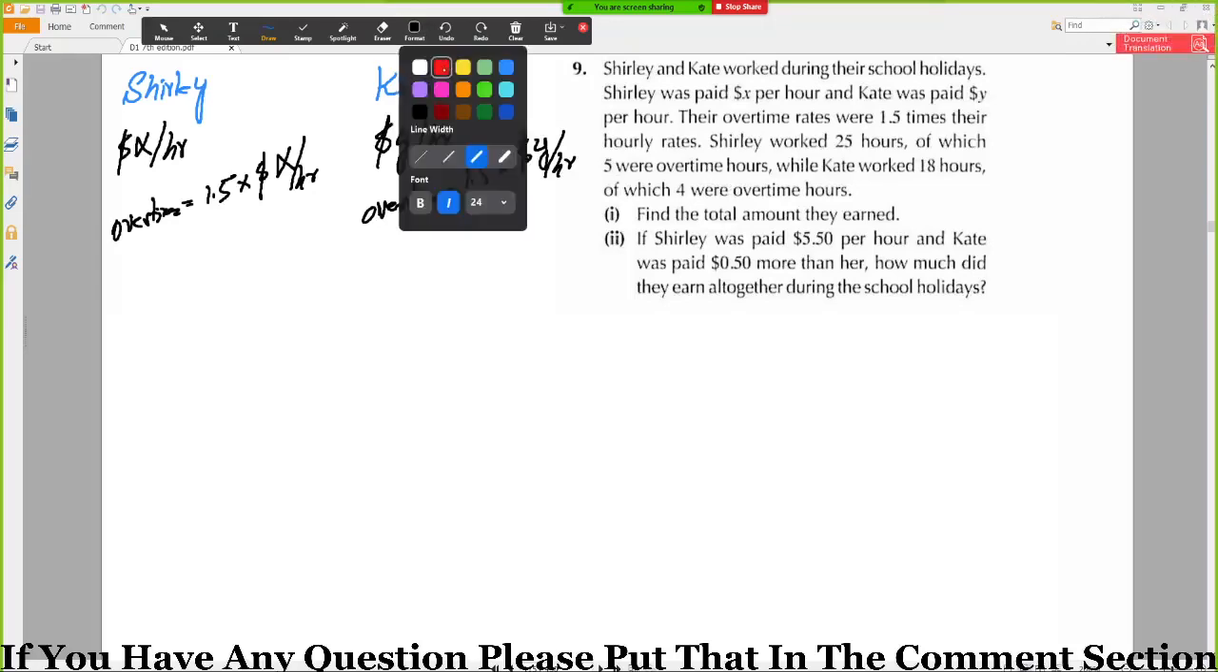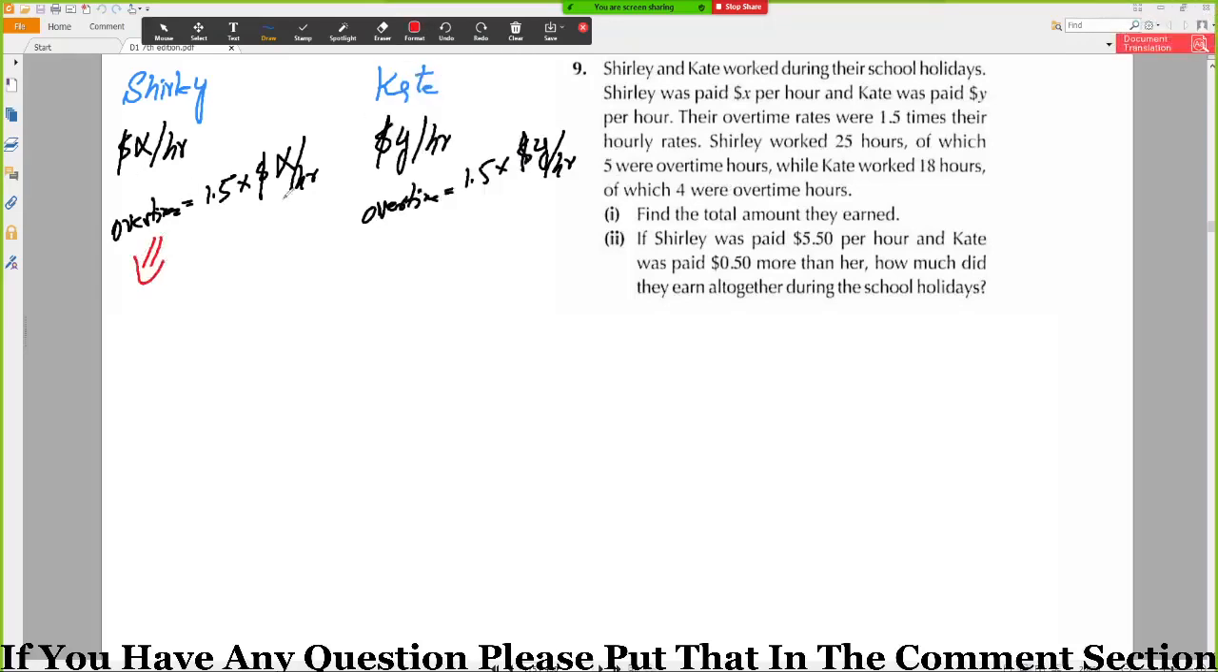So what do we have to do further? She has worked 25 hours. So this will be 25 times X US dollars per hour. 25 hours and the amount for 1 hour is X dollars. This hour will cancel out with this hour, so you will get 25X dollars. Plus overtime. How much overtime was there? Overtime is 5 hours.